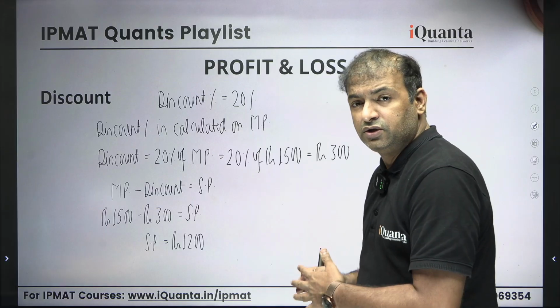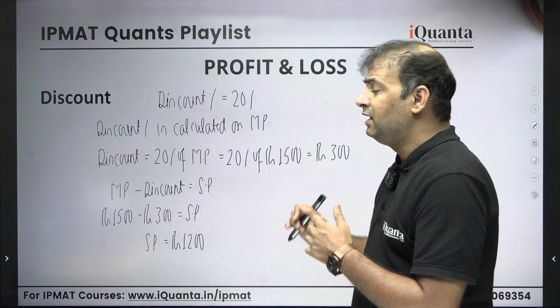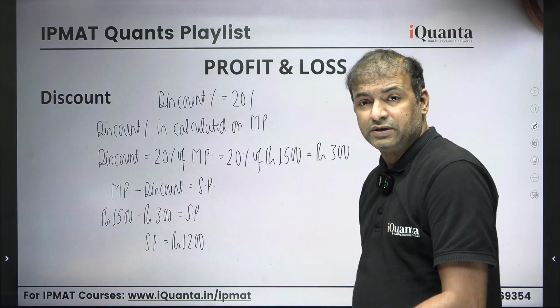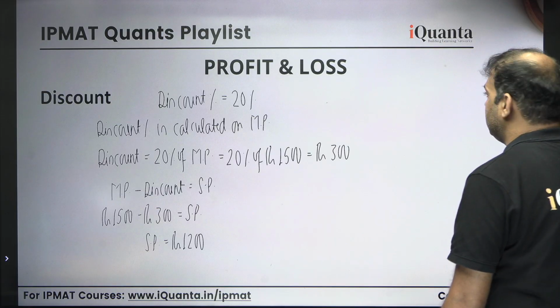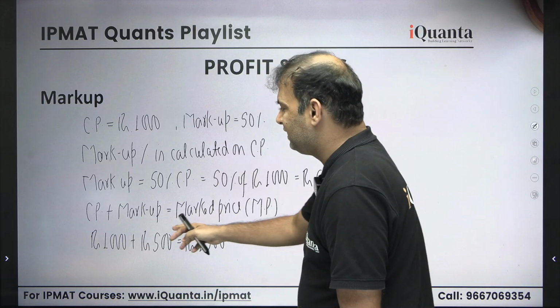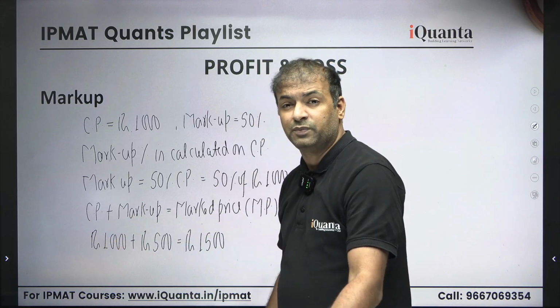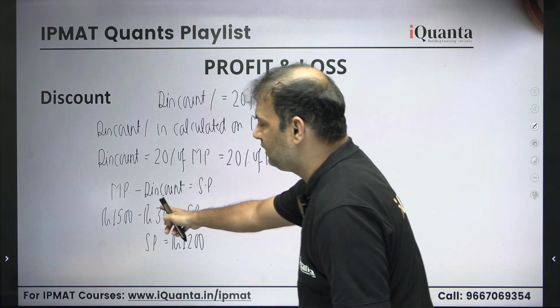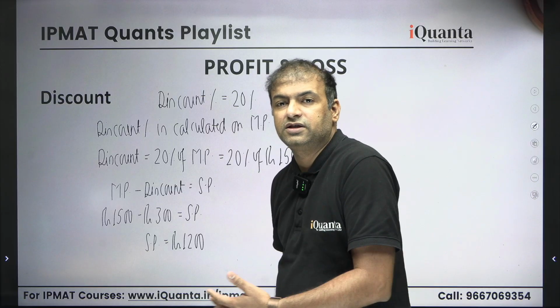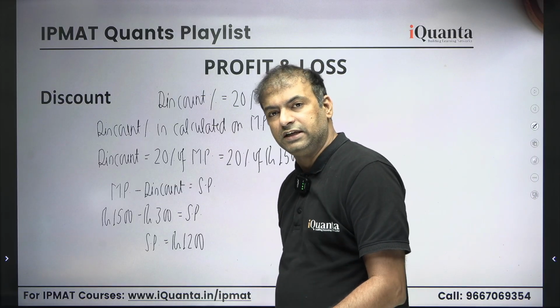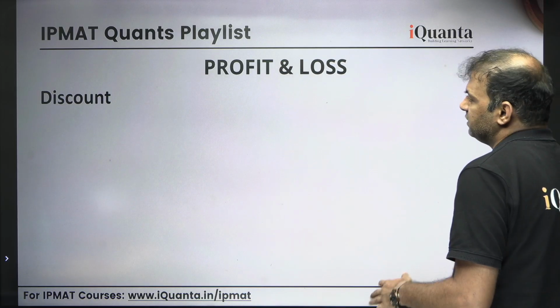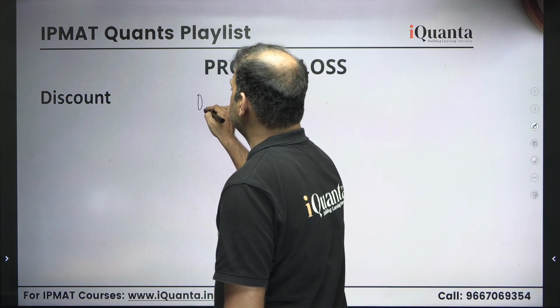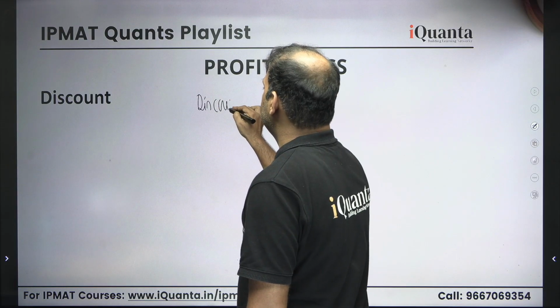Now guys, this also can be explained with the help of percentage change. As I said, markup was something being added to the cost price, that's why it is called a percentage increase. Similarly guys, discount is something which is being subtracted from the marked price, that's why the discount percentage is a kind of percentage decrease. All right, so let me explain this here. Discount percentage is a kind of percentage decrease.